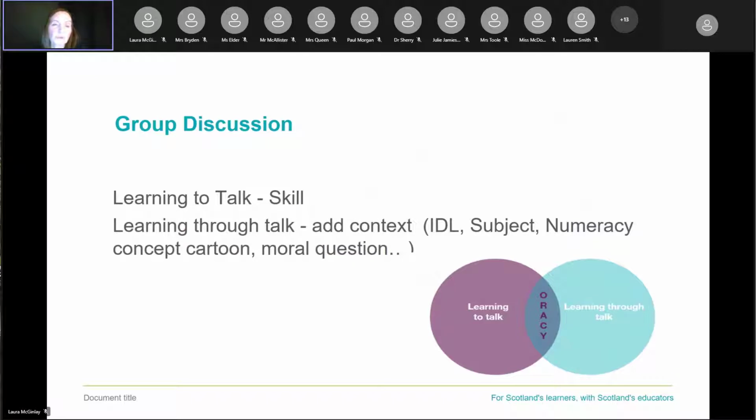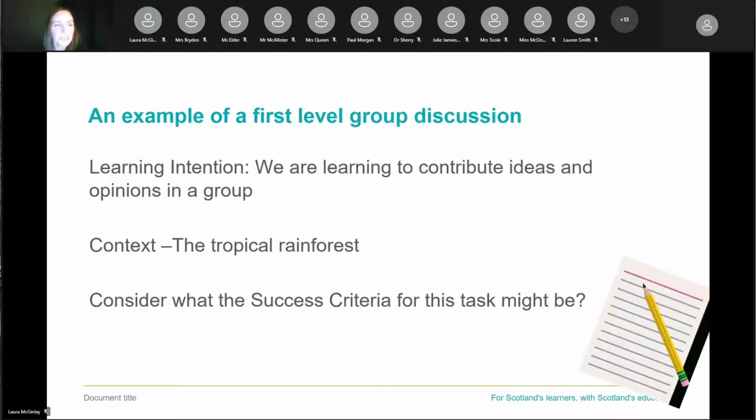So starting from the learners, we need to think about the skills they need to develop to talk and what they are learning through the discussion, whether that be another subject, through IDL or another context. And that's back to that slide where we're really thinking about those interrelated skills, learning to talk and learning through talk.